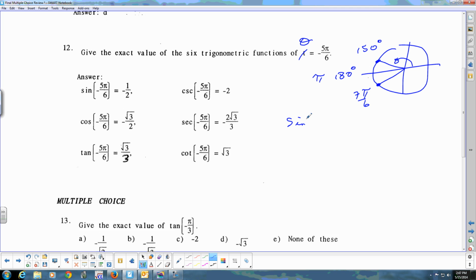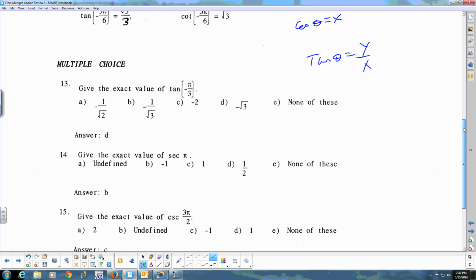Remember, sine on the unit circle is your y, cosine is your x, tangent is your y over your x. Remember, for the cofunctions, you're going to take the reciprocals, and you have to know the coordinate. What's the y value at that point? What's the x value? What's the y over x? And so on. So it's just a unit circle question.